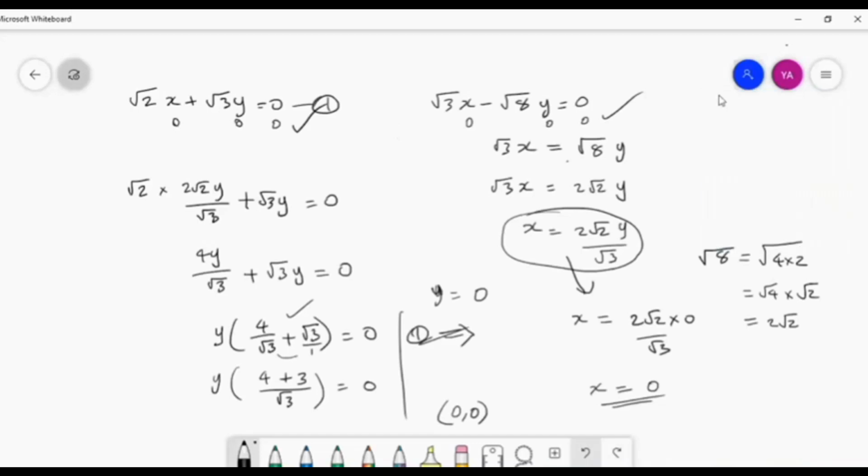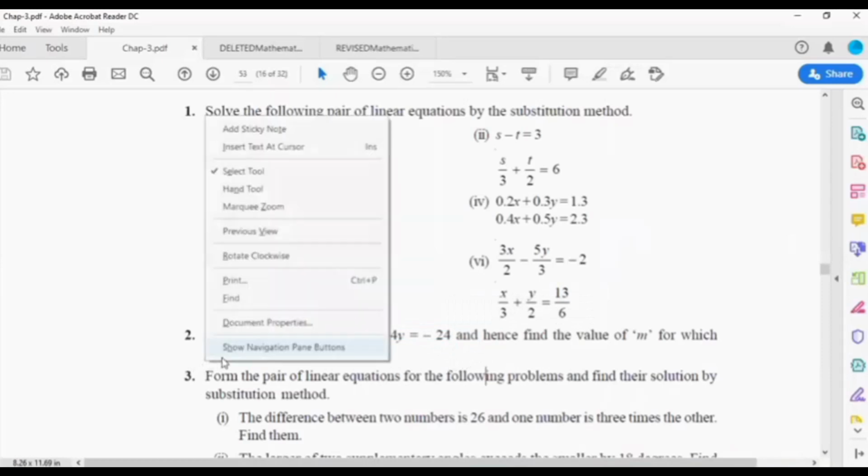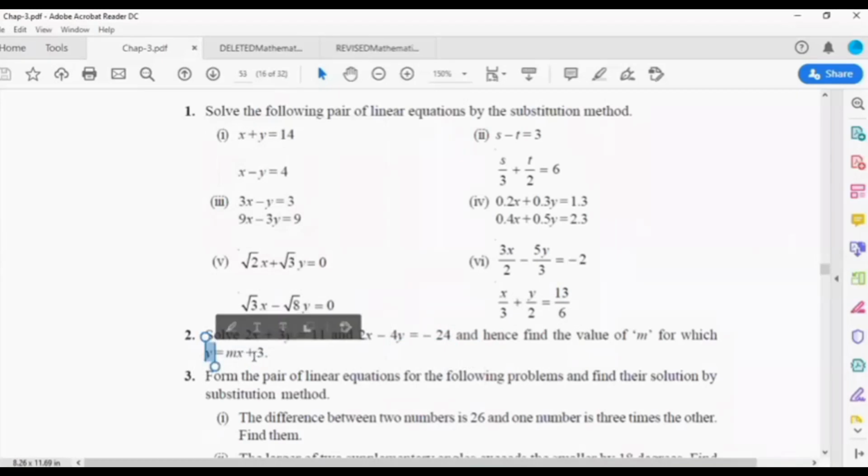Like this, you can solve this. Okay. In the second question, what you have to do is solve this equation. This will be a consistent pair, and you will get only one value for x and one value for y. Simply substitute the solution values for x and y in this equation. You will get the value for m.